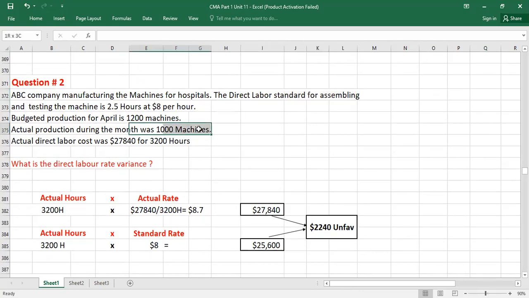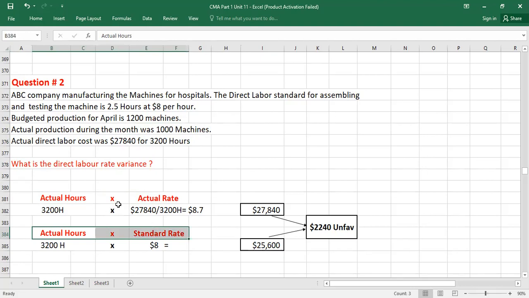But the actual production during the month was 1,000 machines, and the actual direct labor cost was $27,840, and actual labor hours were 3,200 hours. You are required to calculate the direct labor rate variance. As I told you, labor rate variance is the difference of the first two lines, which is actual hours multiplied by actual rate and actual hours multiplied by standard rate.